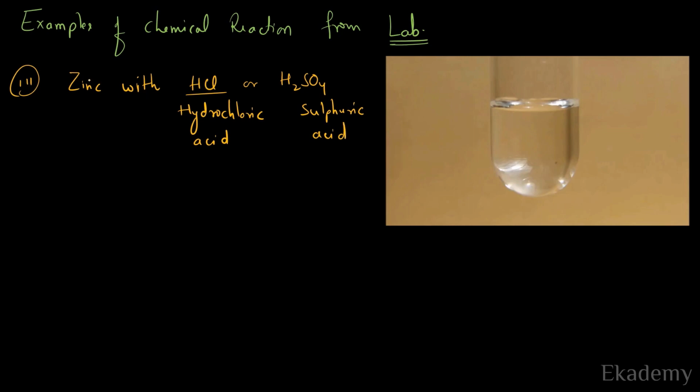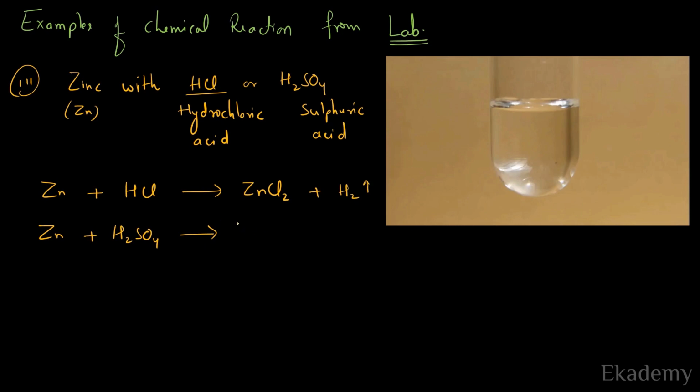So when zinc, which is Zn, combines with HCl or H2SO4, it forms a salt, which is zinc chloride, and it liberates a gas, which is hydrogen in this case. Again, when zinc reacts with H2SO4, sulfuric acid, the reaction will be very similar. It will form a salt, which is zinc sulfate, and will produce hydrogen gas again. So in both of these reactions, what we can see is hydrogen gas escaping out from the liquid.